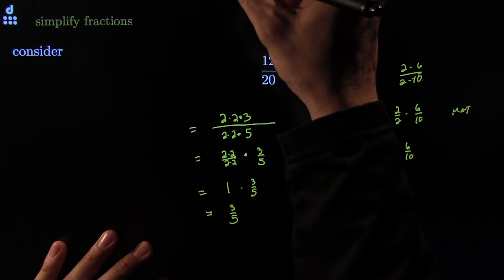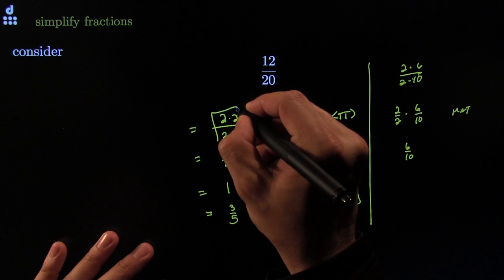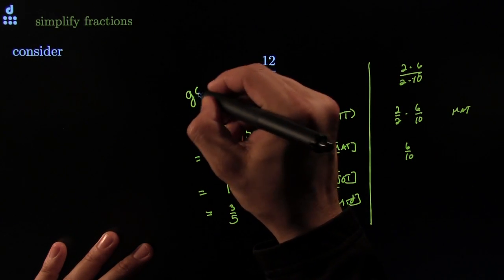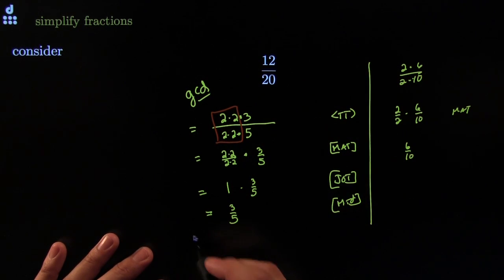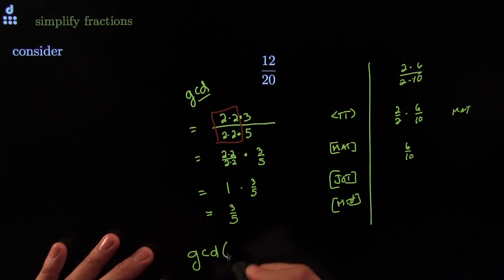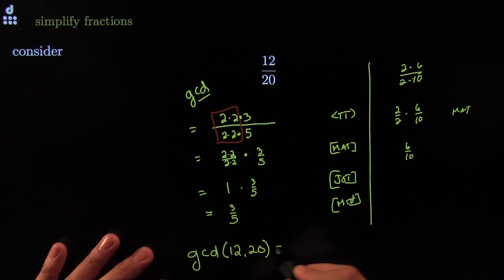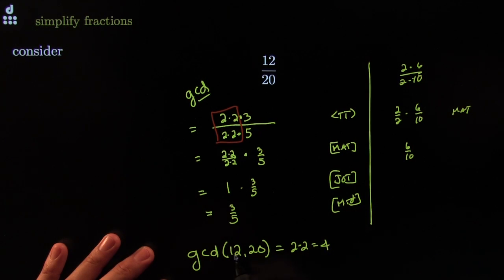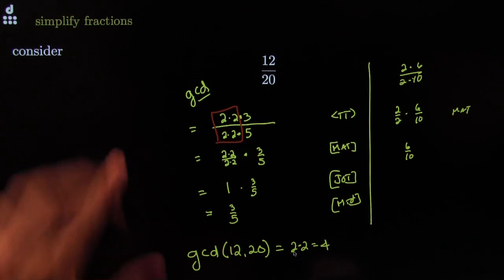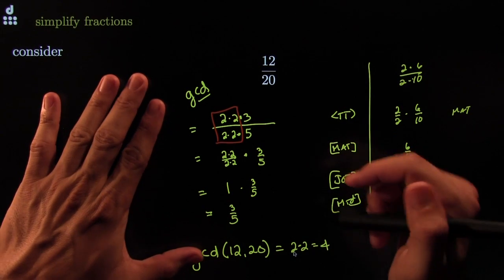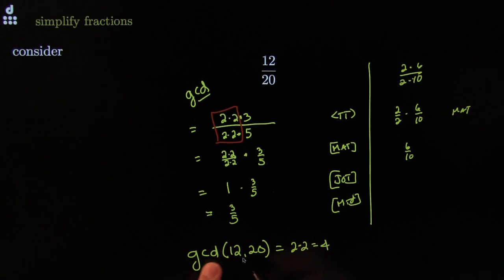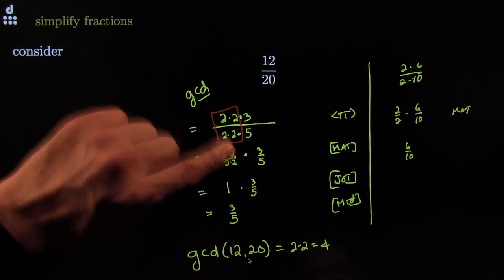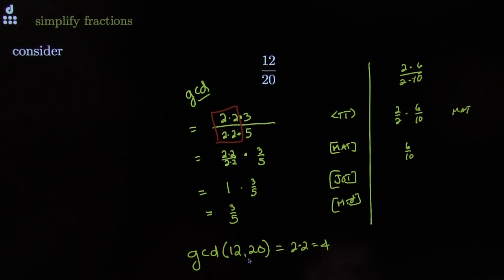This number right here is super famous. It is often called the GCD, the greatest common divisor. So sometimes people say the greatest common divisor between 12 and 20 is equal to 2 times 2, or they can say it's equal to 4. Greatest common divisor between 12 and 20 is 4. That's another important use of prime factorization. It lets you see the greatest common divisor in the most elegant possible way, by just looking at what are the common prime pieces.